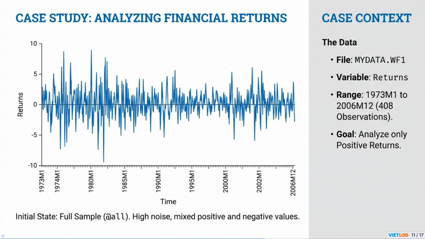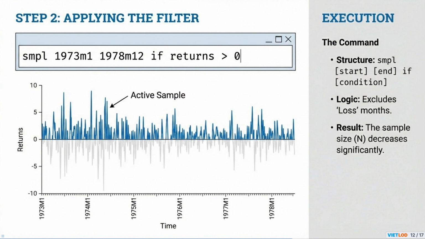For our case study, we'll use a dataset named mydata.wf1, focusing on the variable returns. The full data range spans from January 1973 to December 2006, containing 408 monthly observations. As you can see from the plot, the data is very noisy, with many positive and negative values. Our goal is to filter this data to analyze only the months with positive returns, ignoring negative or zero returns. This initial state represents the full sample, containing high noise and mixed positive and negative values.